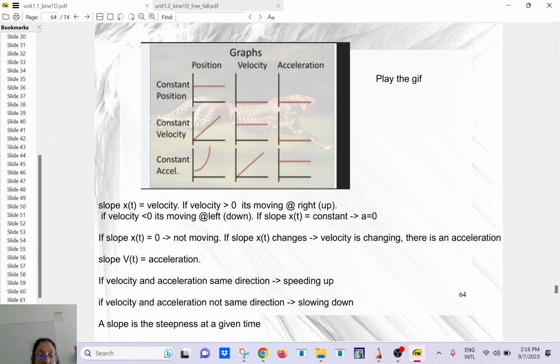And I summarize everything here. Okay? If the velocity is positive, you are moving to the right. If the velocity is negative, you are moving to the left. Now, the sign for acceleration just means the force. So if velocity and acceleration have the same sign, you are speeding up. If velocity and acceleration have opposite signs, you are slowing down. Okay?